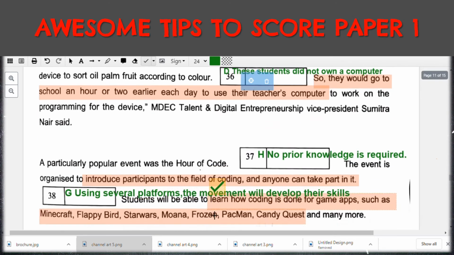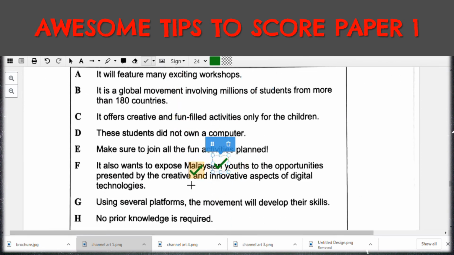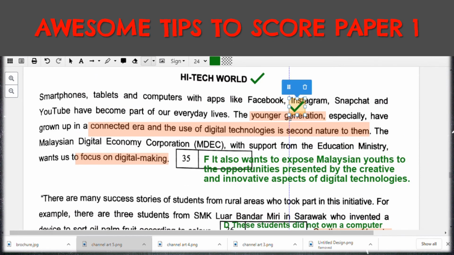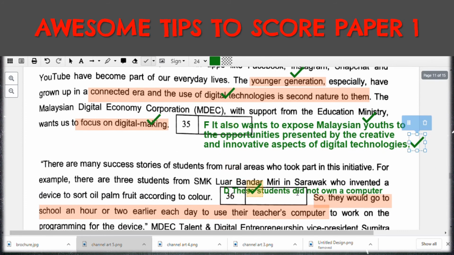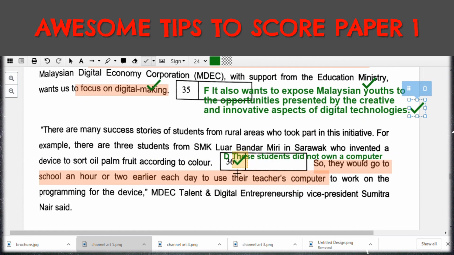Okay, so you must make a wise choice. Match the keywords. See, Malaysian youth, digital technologies, which you can find here. Younger generation, Malaysian youth, digital making, digital technologies. So the best answer is 35F. Now let's move here. So as I said, sometimes the keyword, so you have to read. 36 is the gap, the missing gap. You have to read before, sometimes you read after. Like for this case, 36, you have to read after.